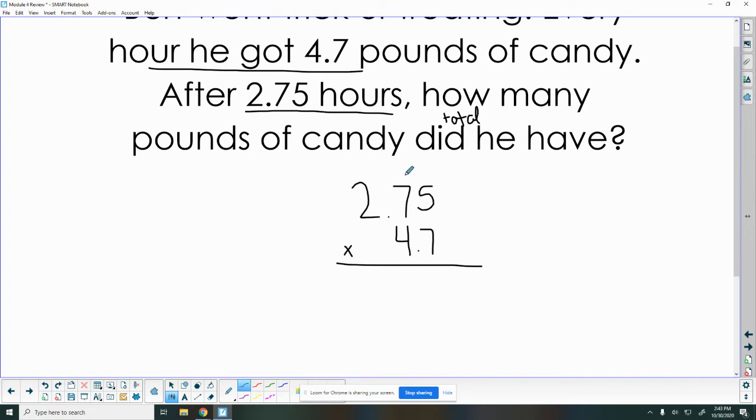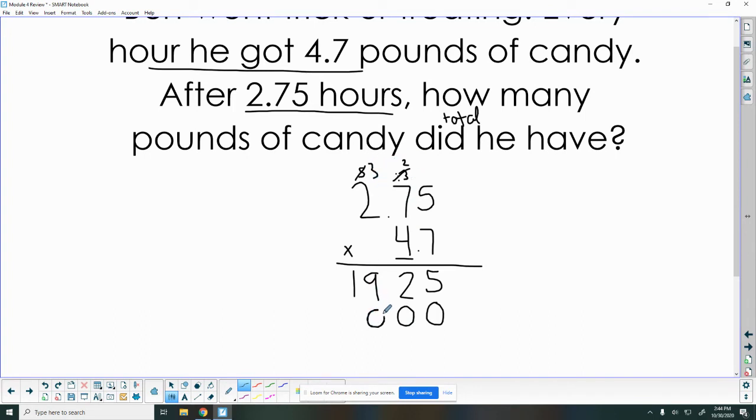So 7 times 5 is 35. 7 times 7 is 49, 50, 51, 52. 7 times 2 is 14, plus 5 more is 19. And then I need a placeholder to do 10 times a problem that's 10 times bigger. So 4 times 5 is 20. 4 times 7 is 28, plus 2 more is 30.